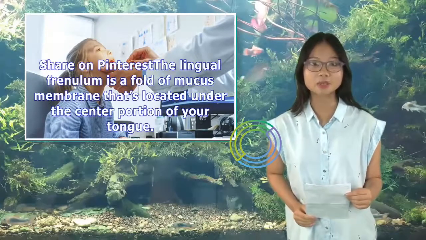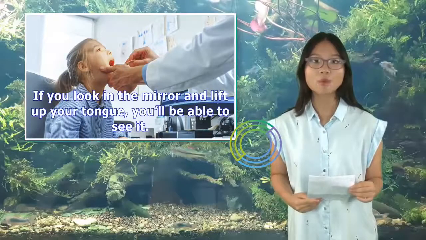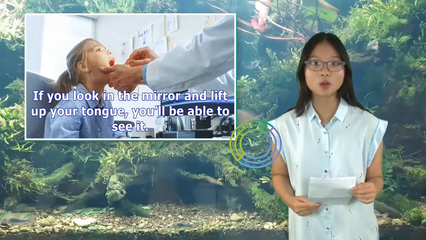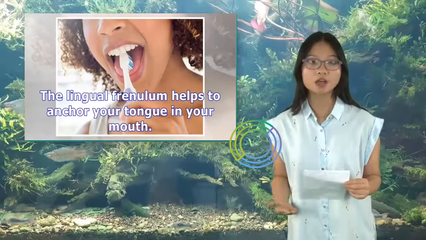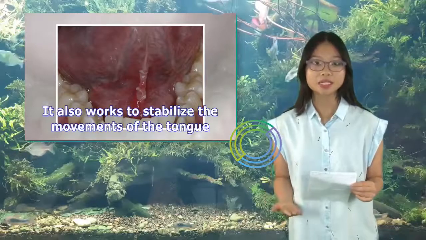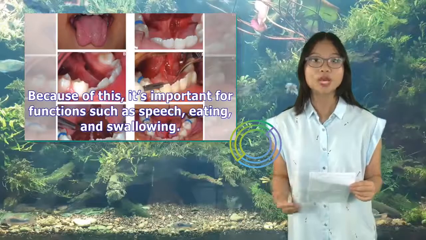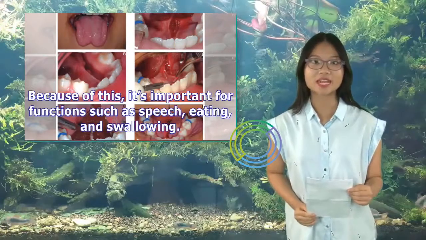The lingual frenulum is a fold of mucous membrane that's located under the center portion of your tongue. If you look in the mirror and lift up your tongue, you'll be able to see it. The lingual frenulum helps to anchor your tongue in your mouth. It also works to stabilize the movements of the tongue. Because of this, it's important for functions such as speech, eating, and swallowing.